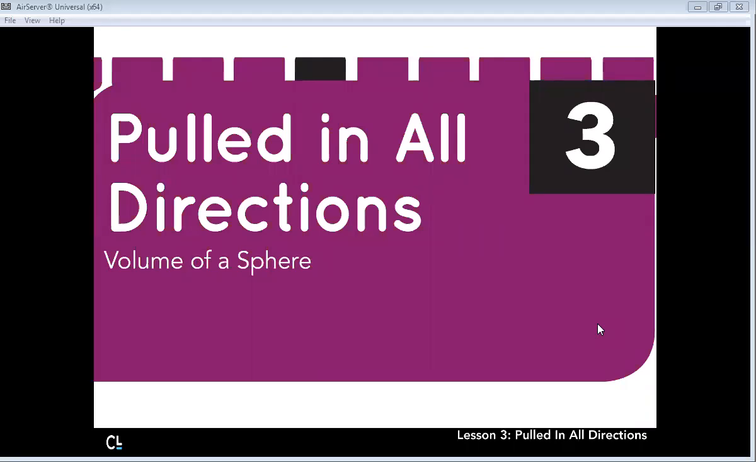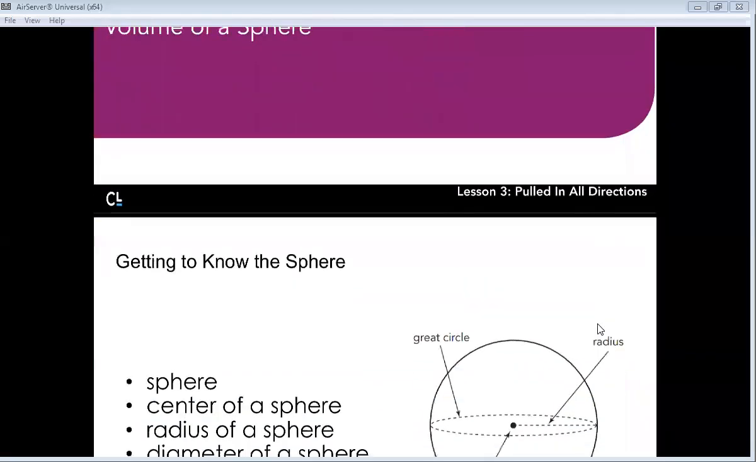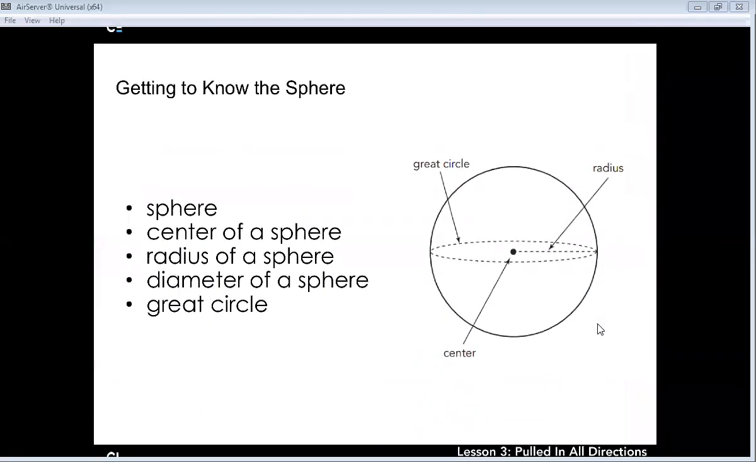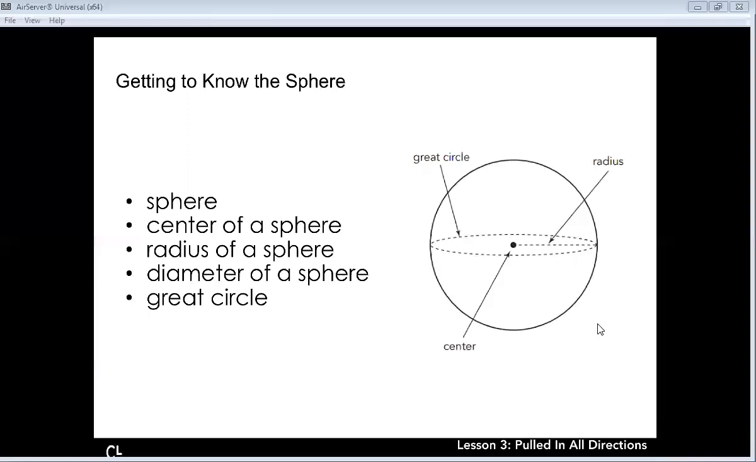Let us first start by getting to know the sphere using a few math terms. Although it's going to be hard to actually demonstrate on this flat surface, a sphere is a set of all points in three dimensions that are the same distance from a given point, called the center of the sphere. Like a circle, a sphere has radii and diameters.